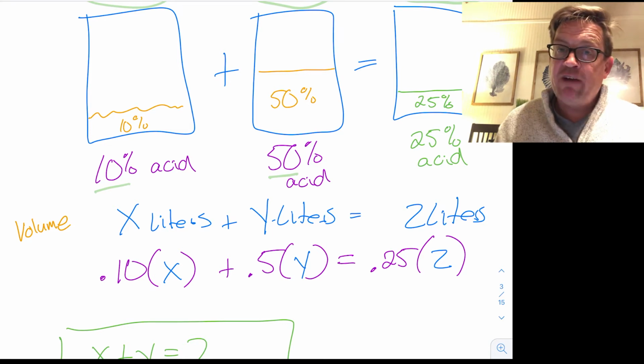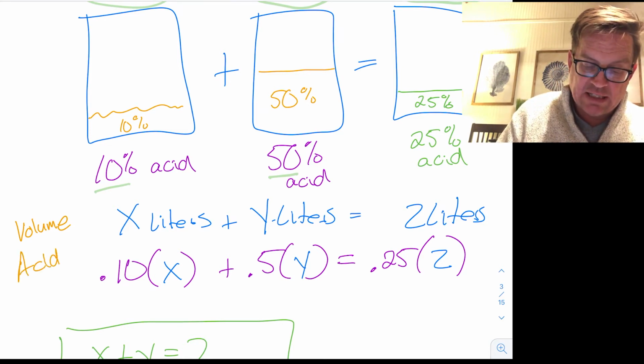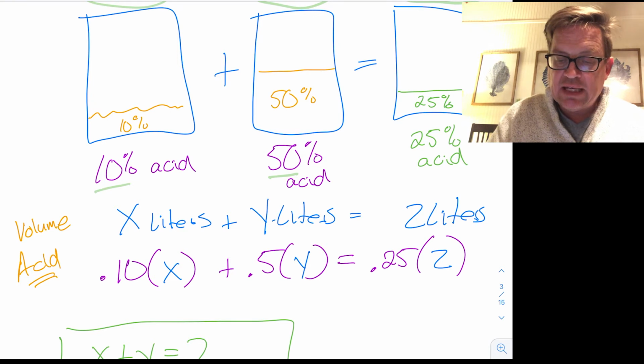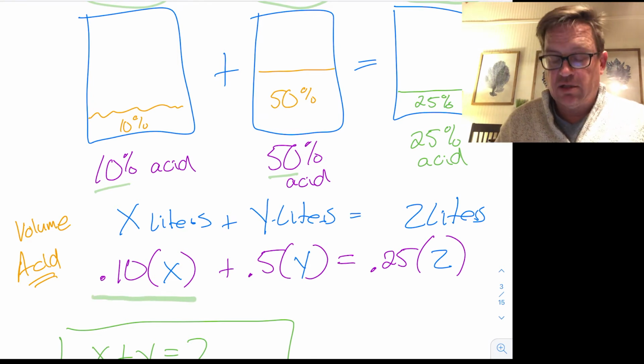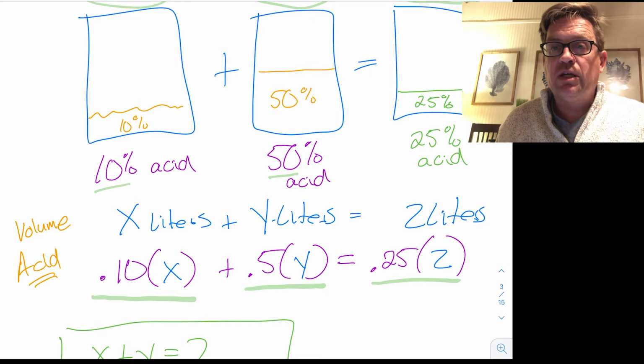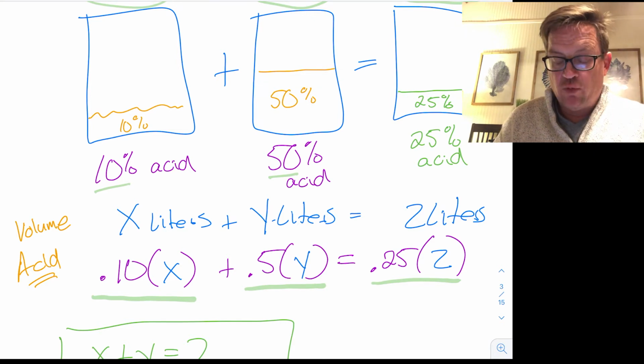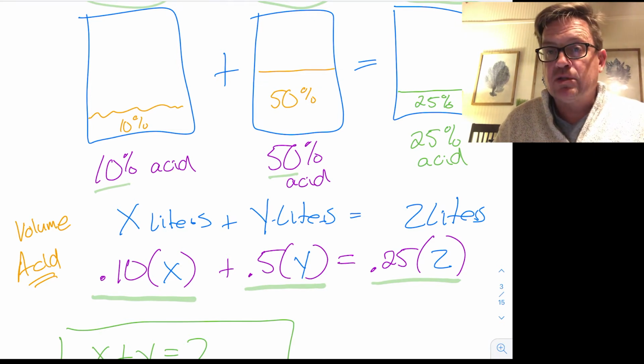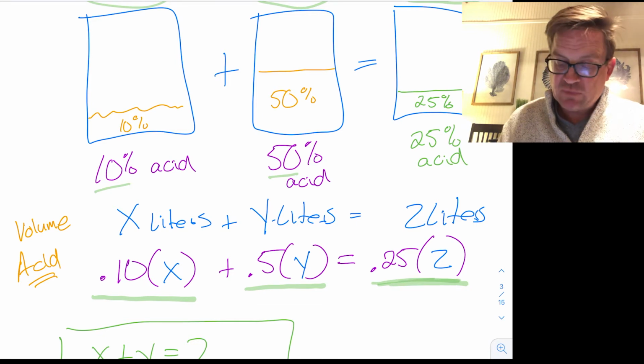And we're going to have another fact, which is how much acid is in each one. I can set that up by the first x liters are 10% acid. So 10% times x gives me how much acid is in there. The second one is half acid, 50% times y. And I want to end up with 25% times 2. In every one of these mixture problems, you're going to have a percent or a rate times the amount in the first, plus a rate times the amount in the second, equals the rate of the mixture, all right?